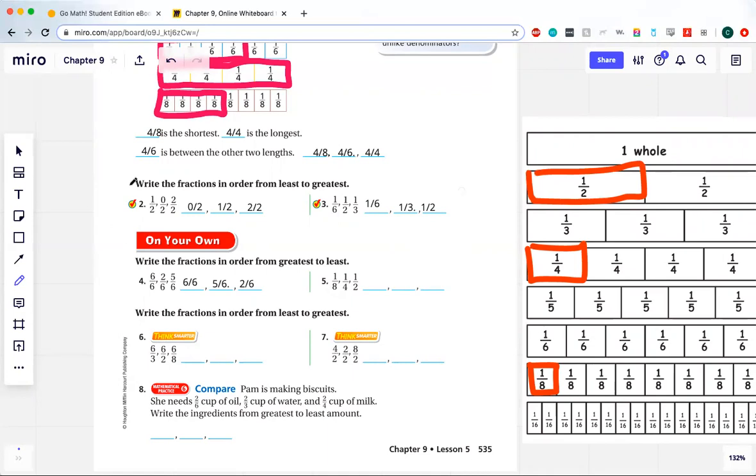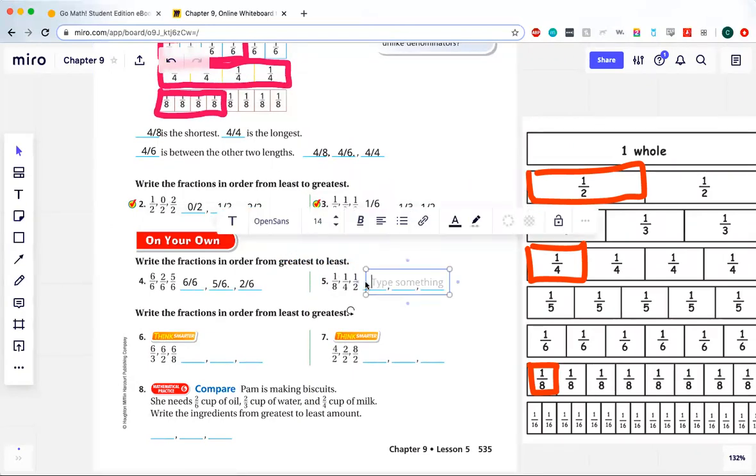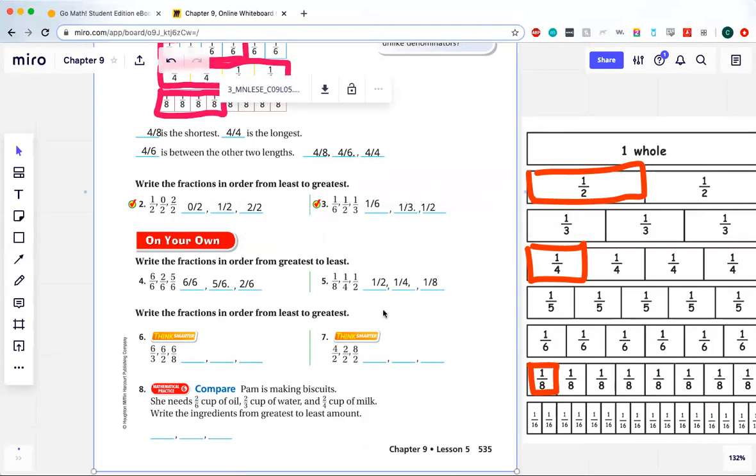Okay, and then after I do that, I can easily see that if we're writing from greatest to least, remember that we're doing greatest to least, then my biggest one is going to be my 1/2. My middle piece is going to be my 1/4. And then my smallest piece, my least piece, is going to be 1/8. Okay, so there's my fractions. All right, now this one's going to be a little bit trickier.